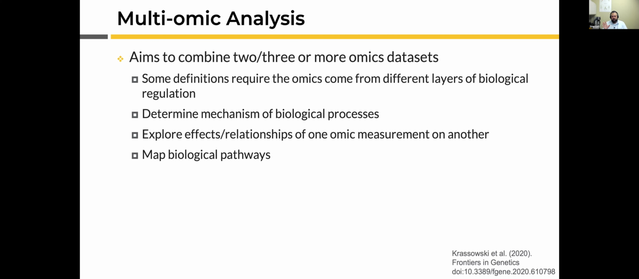Some definitions also require that the omics come from different layers of biological regulation. So DNA, RNA, protein, metabolites, those are all from different layers of the biology. But a lot of these techniques don't really care what you apply them to. So, for example, you could technically have multi-omics if you're comparing the counts of bacteria to counts of viruses to some protein measurement or something.